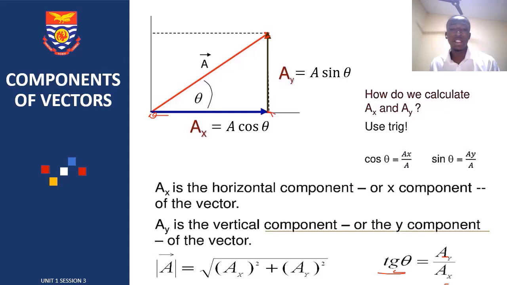And one thing that we have to take into consideration and remember is that anytime the direction goes here for the Ax, we consider it positive, but anytime it goes here, we should consider it negative. Likewise for the Ay, anytime it goes here, we consider it positive. Anytime it goes here, we consider it negative.